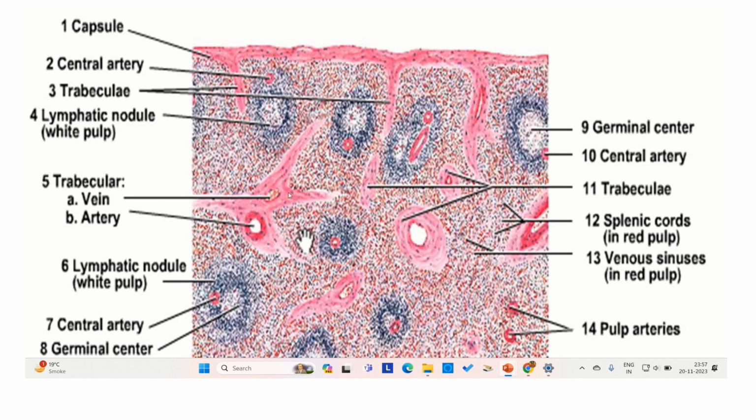Within the trabeculae, you can see an artery and a vein, the trabecular artery and trabecular vein. This is also called a central artery, but if you observe properly, it is eccentric in position. In relation to this, we can also see a splenic nodule. If you observe the difference between the lymph node and the spleen, here there is no subcapsular sinus, and in the splenic nodule there is an eccentric arteriole, which is absent in the lymphatic nodule in the lymph node.